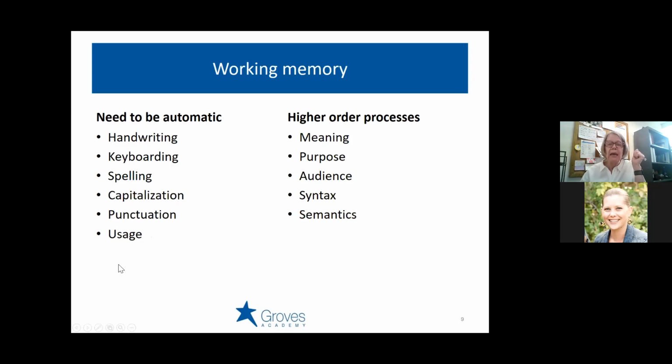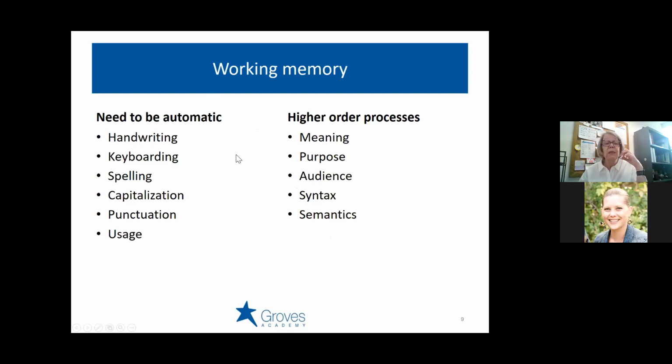All of that stuff needs to be automatic in order to focus on the higher order processes, which is like the meaning, your purpose for writing, who your audience is, how you're going to construct your sentence, what type of sentence, and also the overall tone and meaning of the piece. That's a lot of stuff that has to be coordinated.